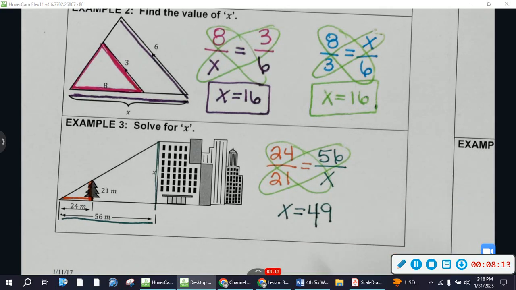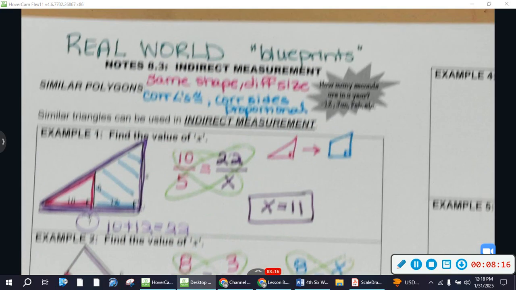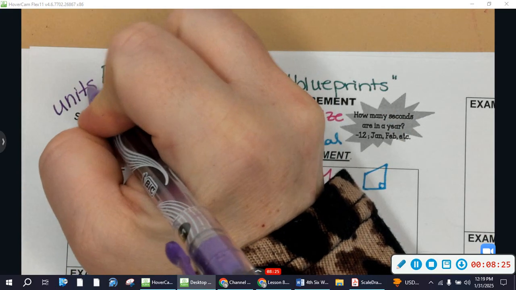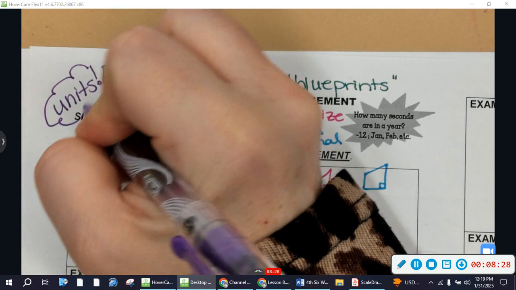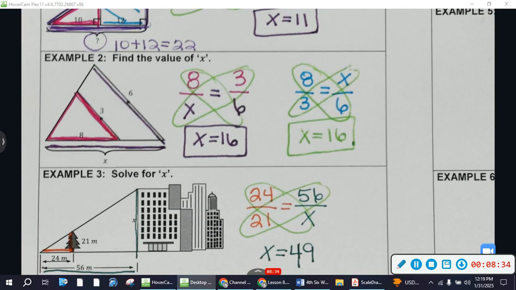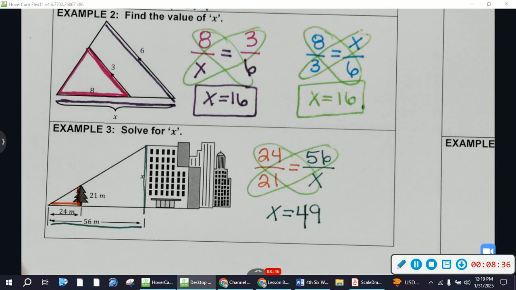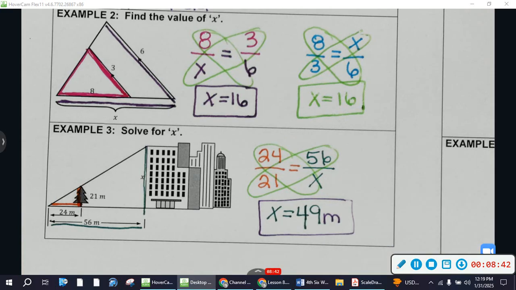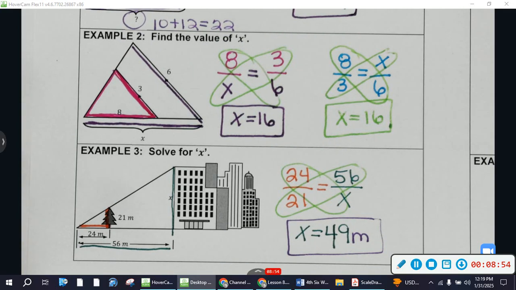49. Now, this is real world, so real world should always include units. So down here, it's not just 49, but it is 49 meters.